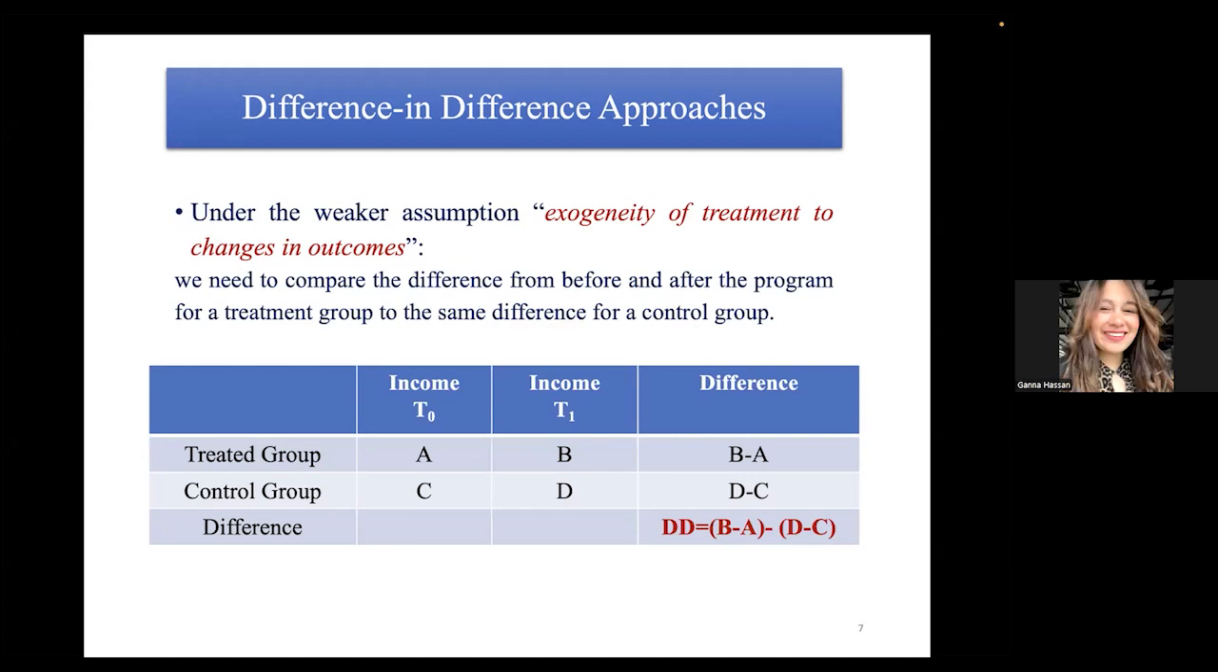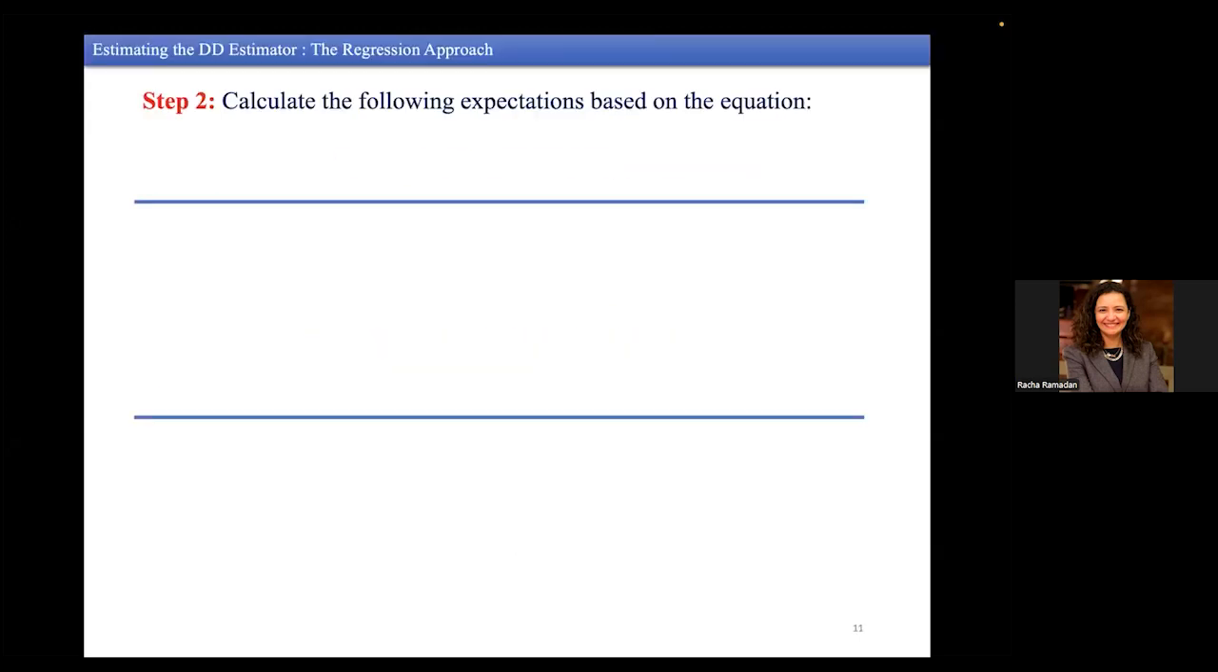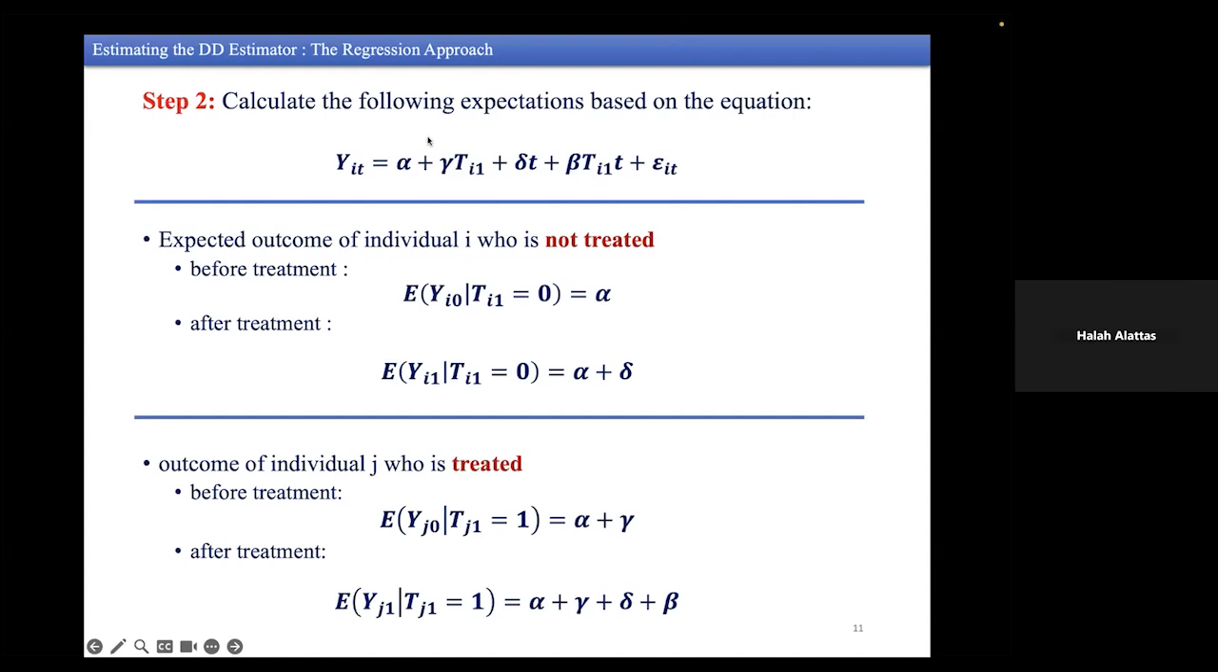I think it will be beta. It will be beta. Okay, so Ganna said it will be beta. Who agrees? If you can just raise your hand virtually. And I think alpha and gamma will cancel each other. Okay, so we are only left with delta and beta. So Hala said delta and beta, and Ganna said beta. Who agrees with Ganna? And who agrees with Hala?